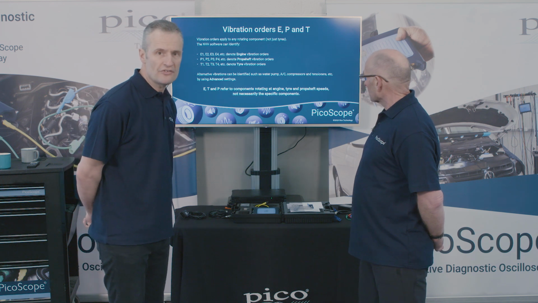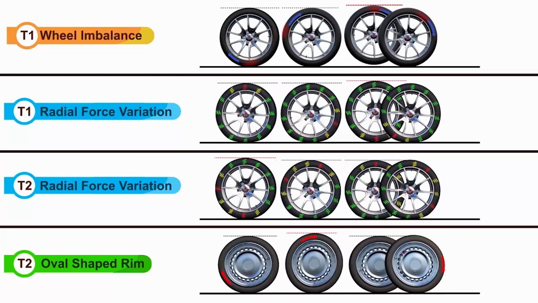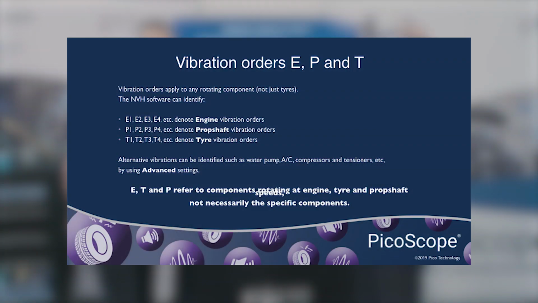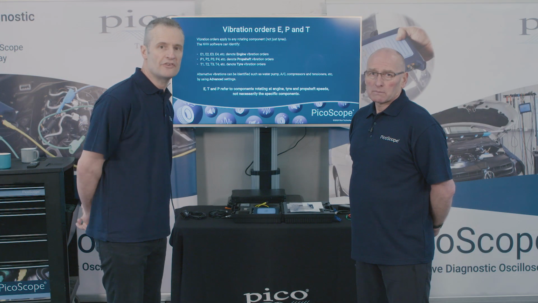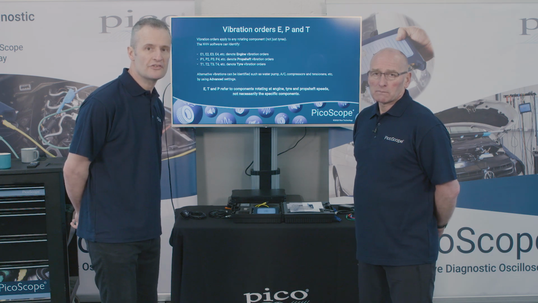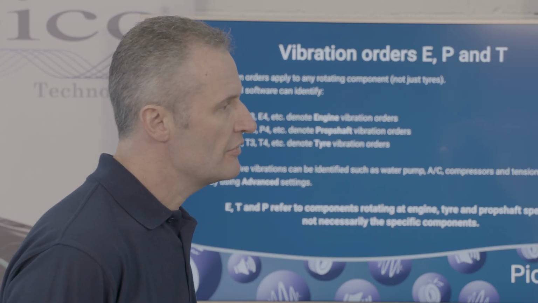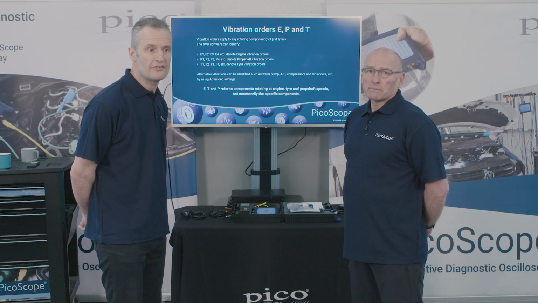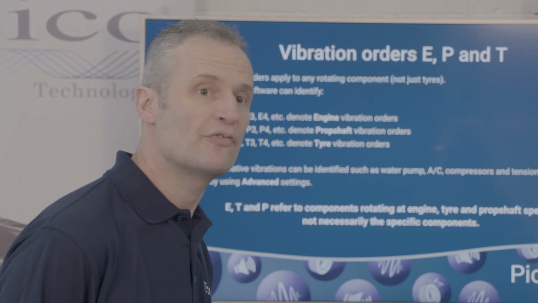So we've mentioned orders, we've talked about first, second and third. They are no more than the number of disturbances or shakes in one revolution. The software is designed to identify these as E for engine, P for prop shaft and T for tyre. But this is vitally important: just because you have a T1 vibration does not mean it is a tyre. Think about other components that could be rotating at tyre speed. Drive shaft, for example, hub assembly, brake disc, differential crown wheel, anything that's rotating at tyre speed frequency.